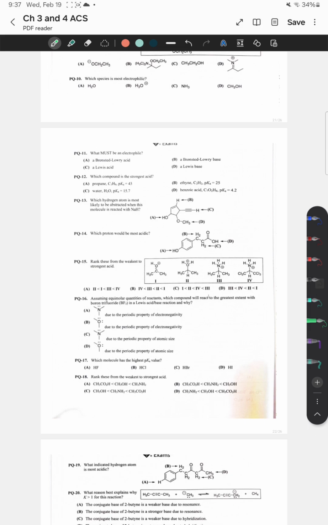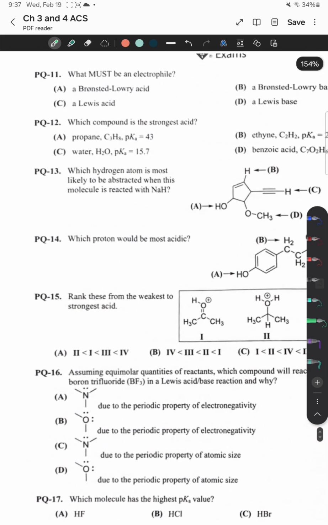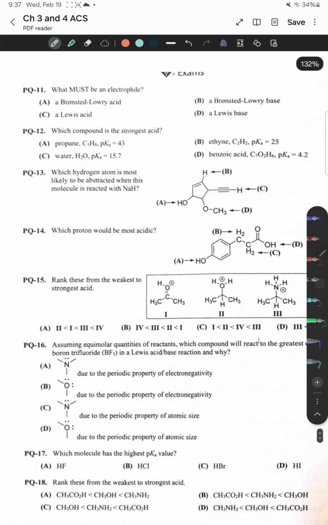Now the second question I have is question 12 from chapter 4, and it asks which compound is the strongest acid. Now it says propane. We know propane is very nonpolar. It's very weak. It has a pKa of 43. Now the higher the pKa, the weaker the acid, and they want the strongest acid. So we have propane, we have water. Water already has a lower pKa than propane, so propane is out.